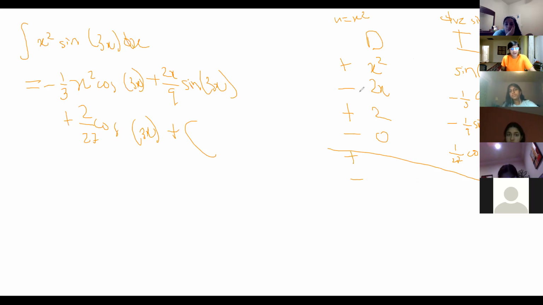And the reason why this is a minus should make sense, because remember, the formula for integration by parts is uv minus integral of v du, right? So that's why we did minus the integral of v du.